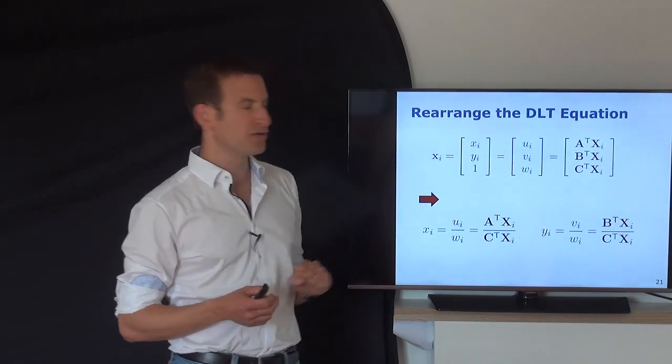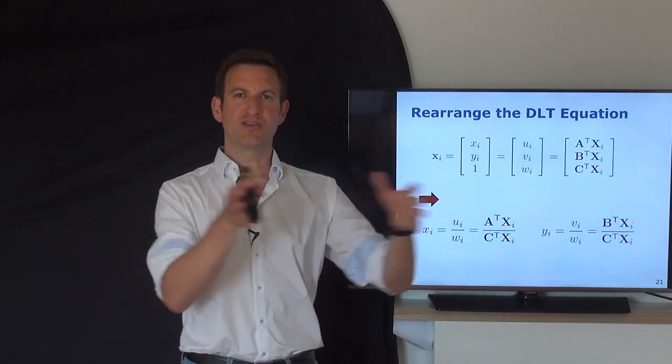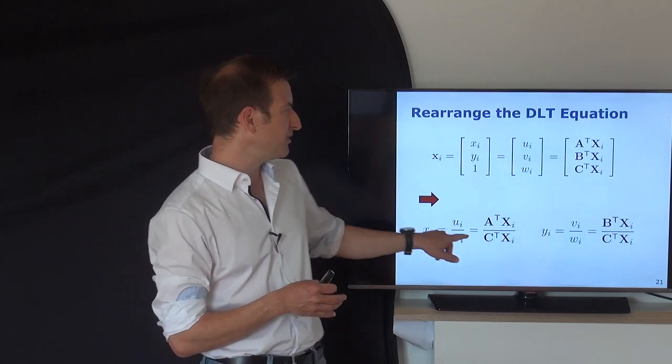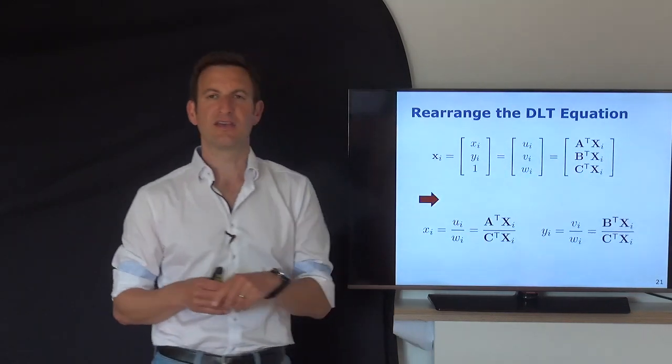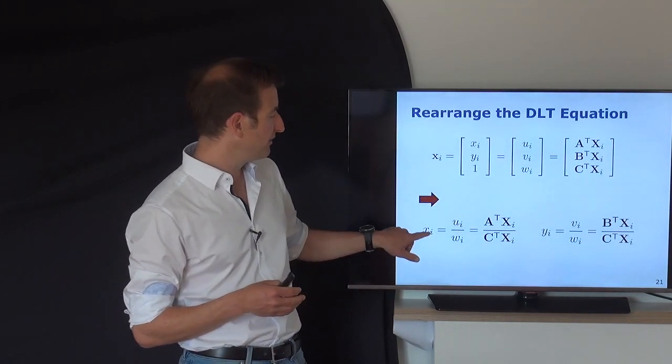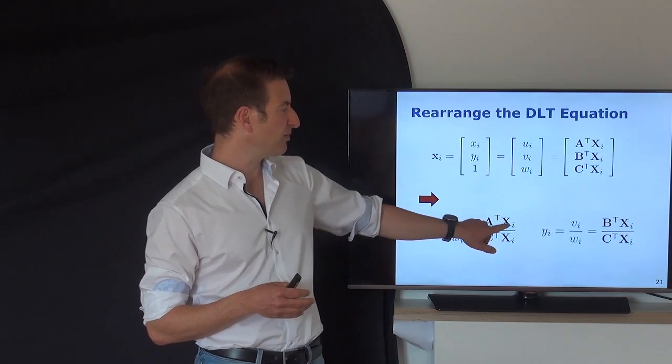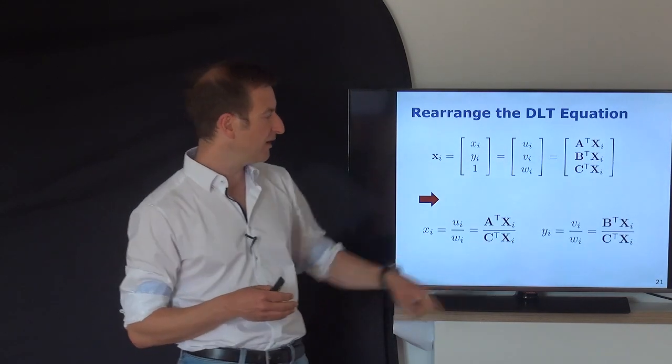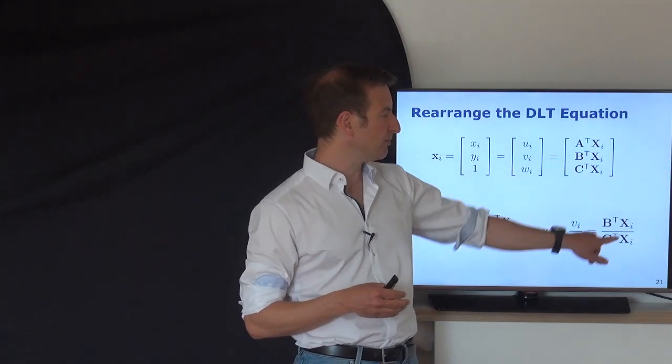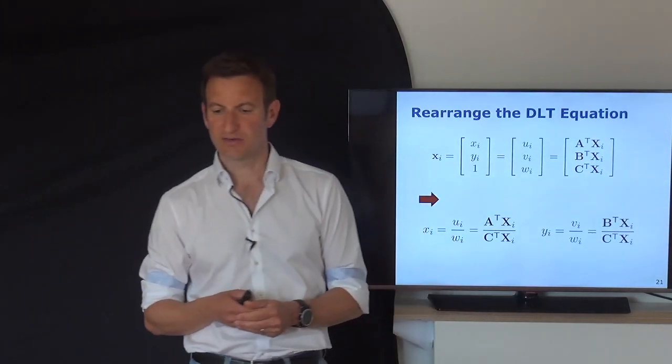And so in order to perform the normalization to go from the homogeneous world to the Euclidean world, we need to divide by the last component, in this case, C transpose Xi, so that my x coordinate is A transpose Xi divided by C transpose Xi, and my y coordinate is B transpose Xi by C transpose Xi.